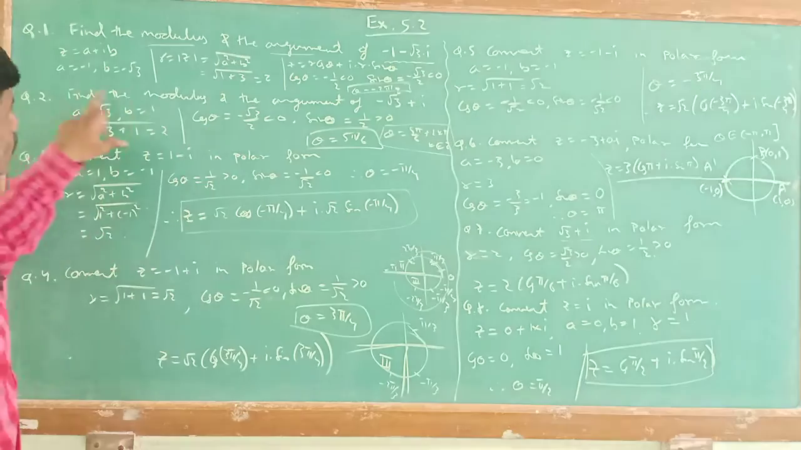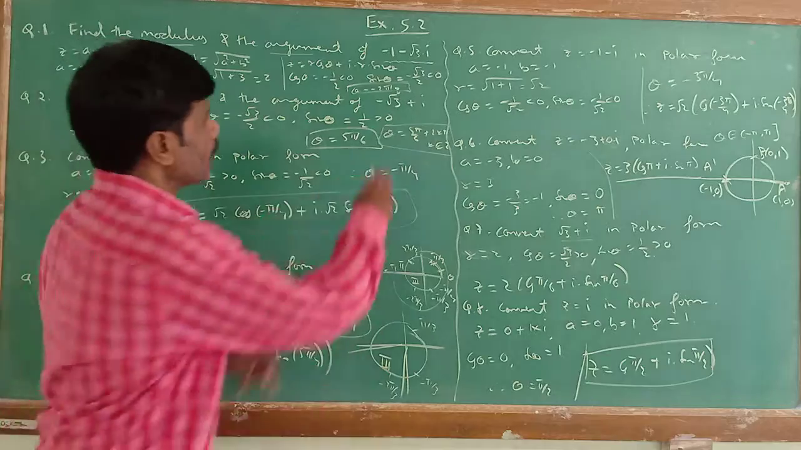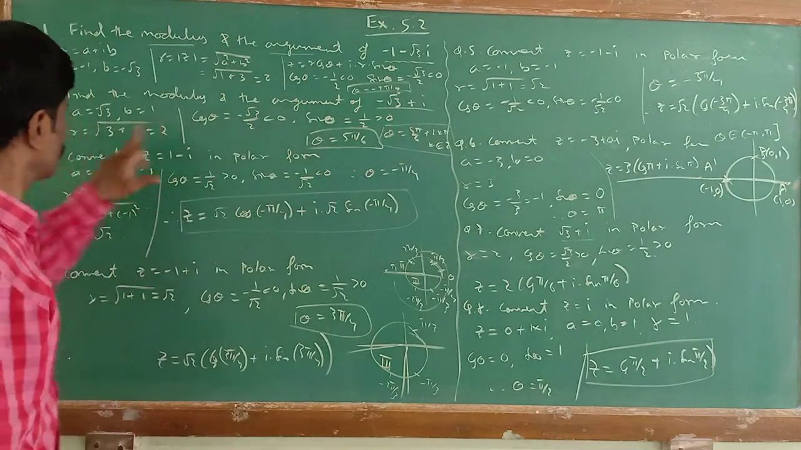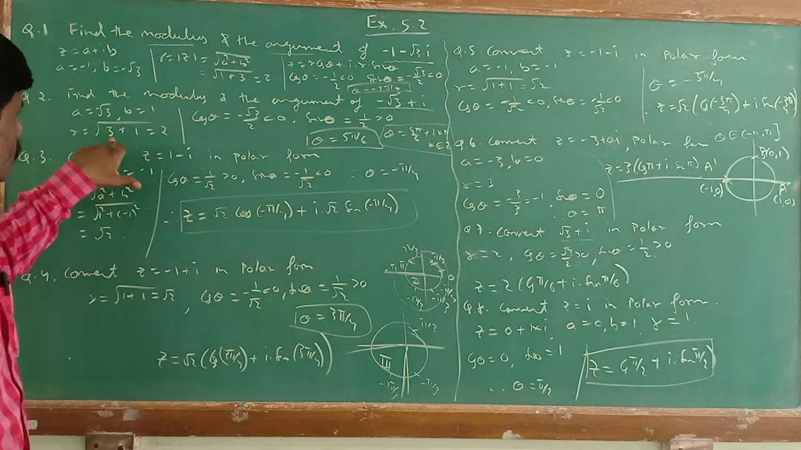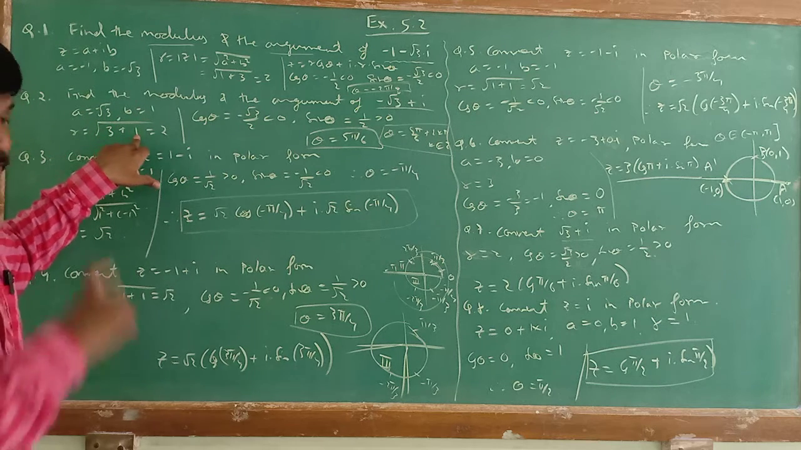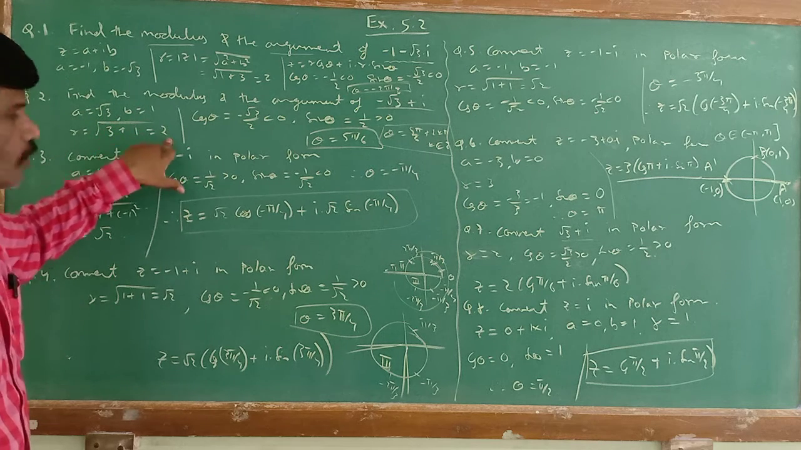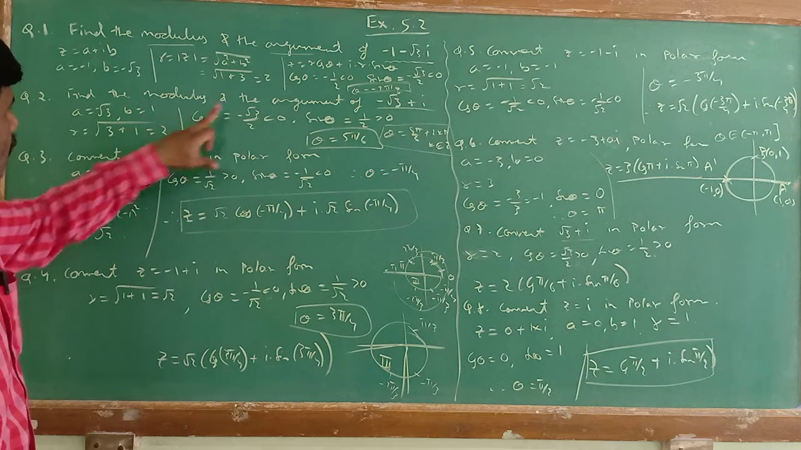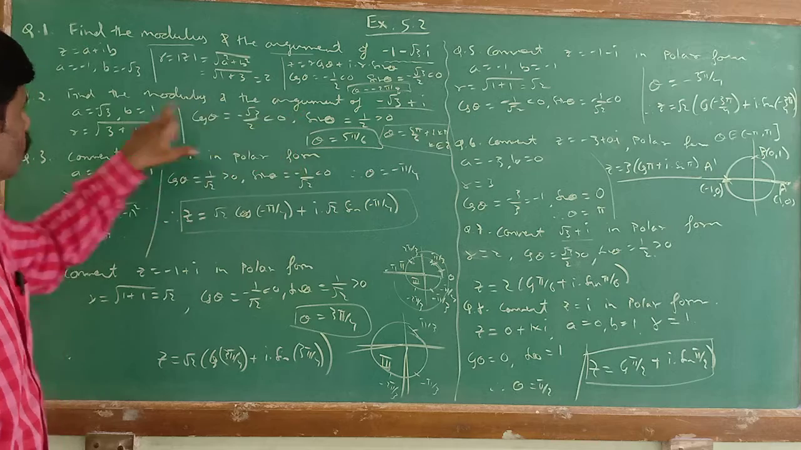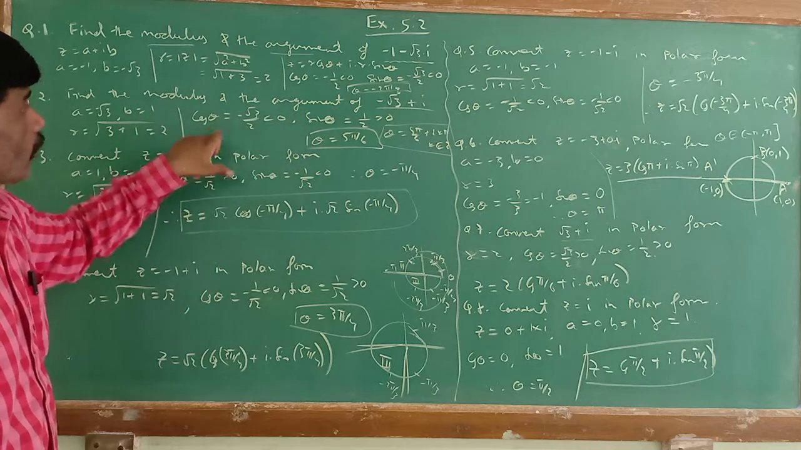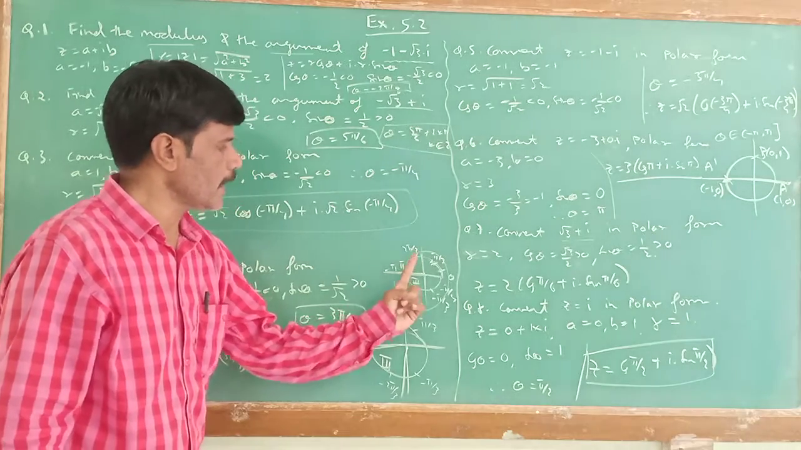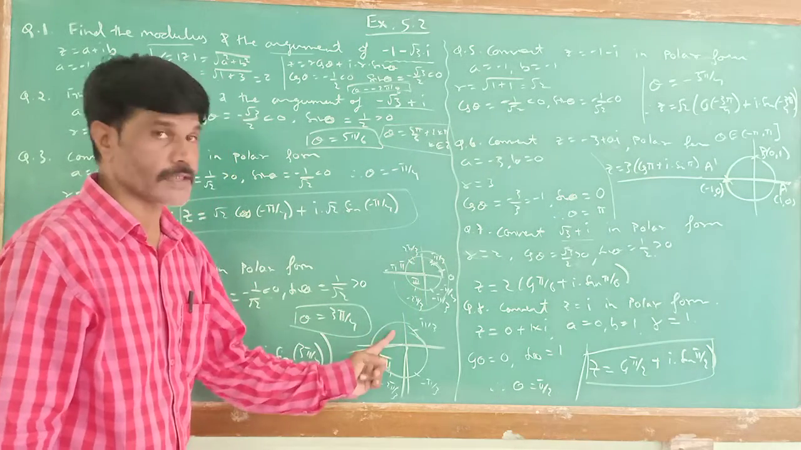In the same way, question number 2: find the modulus and argument of -√3 + i. So a is -√3, b is 1. So r is the root of (-√3) square, which is 3, plus 1 square, which is 1. 3 plus 1 is 4, square root of 4 is 2. So r is equal to 2. Now cos θ is a by r, that is -√3 by 2. Sin θ is b by r, that is 1 by 2. Now cos is negative, sin is positive. You are in the second quadrant.